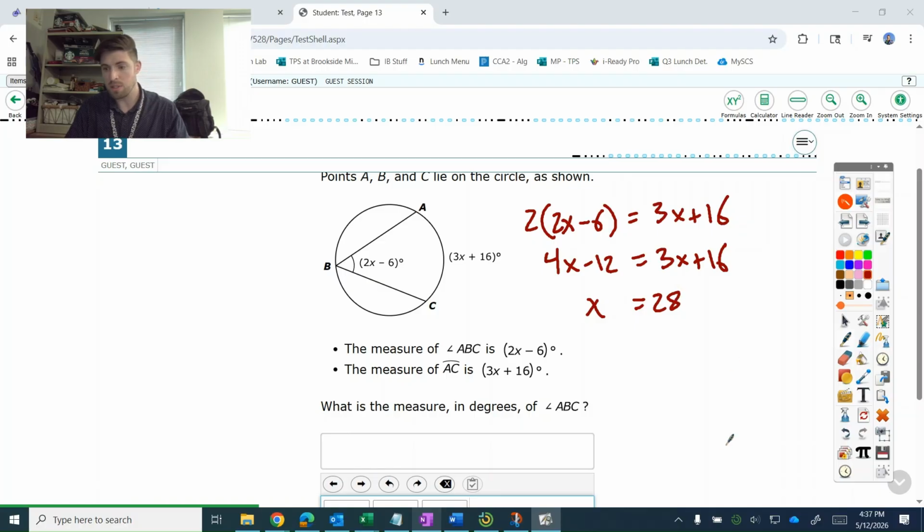And so if I substitute that 28 into this expression for the measure of angle ABC, 2 times 28 is 56, and 56 minus 6 is 50. And so the measure of ABC is equal to 50.